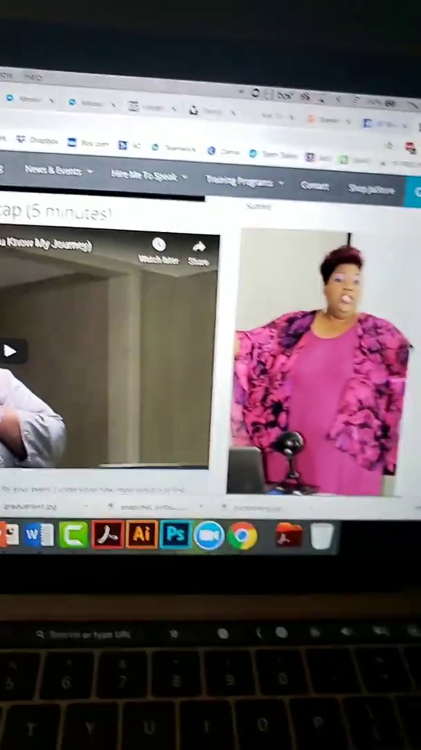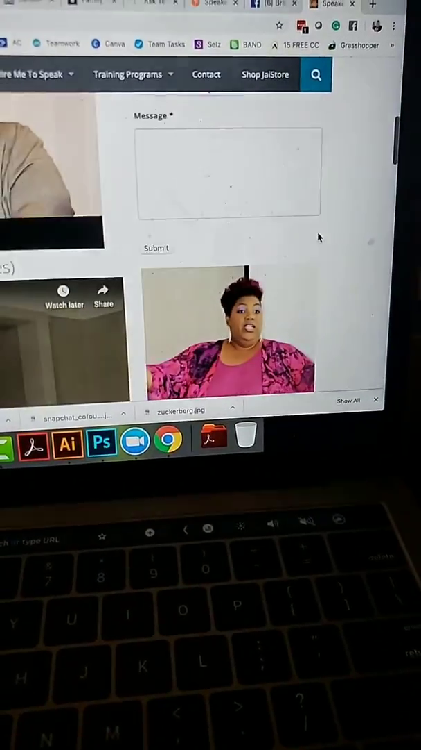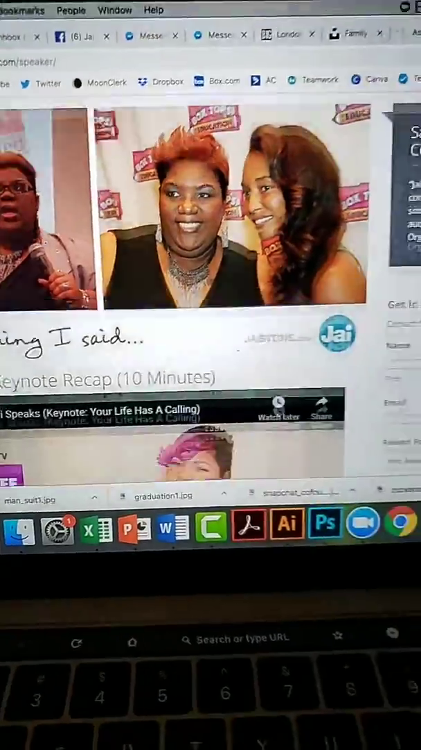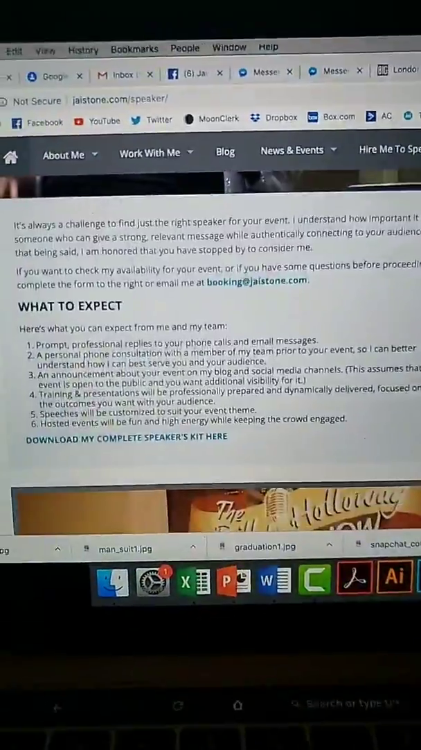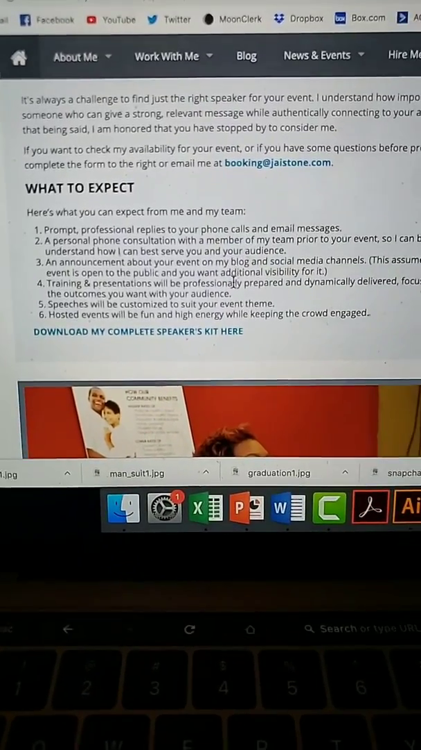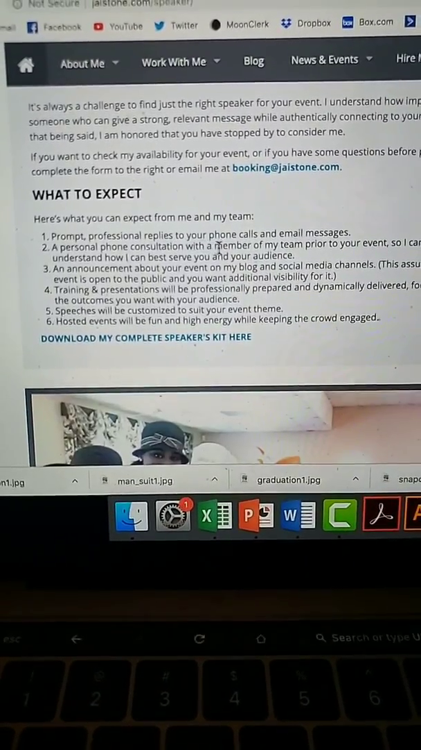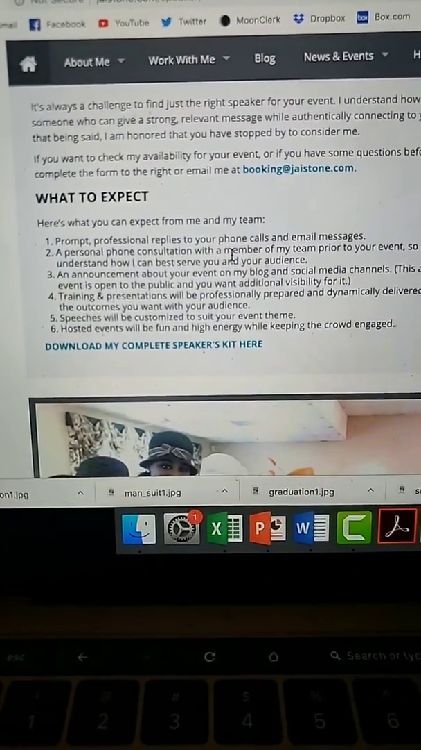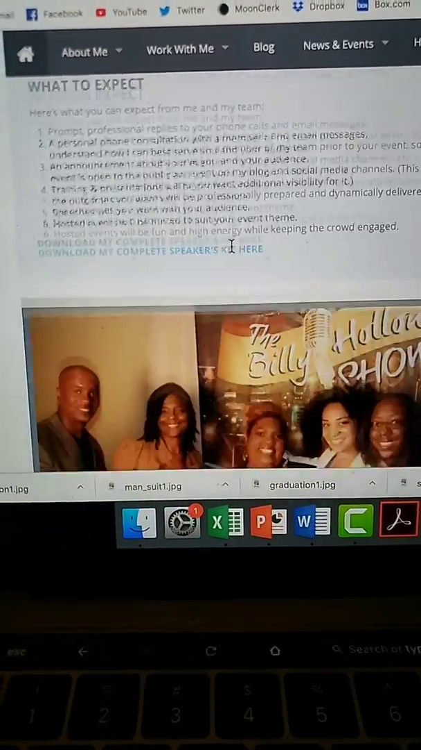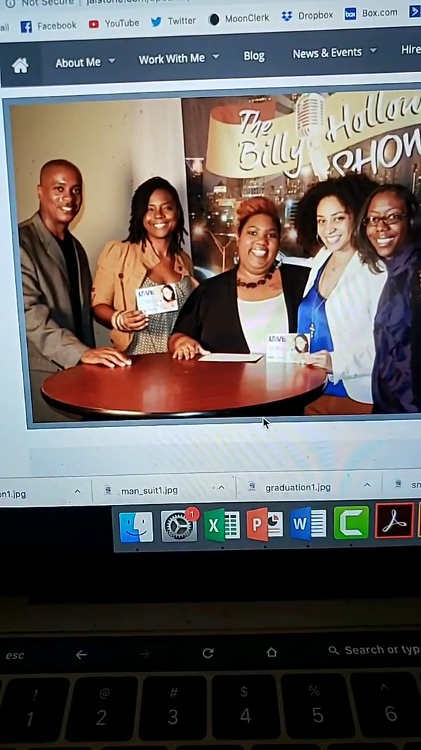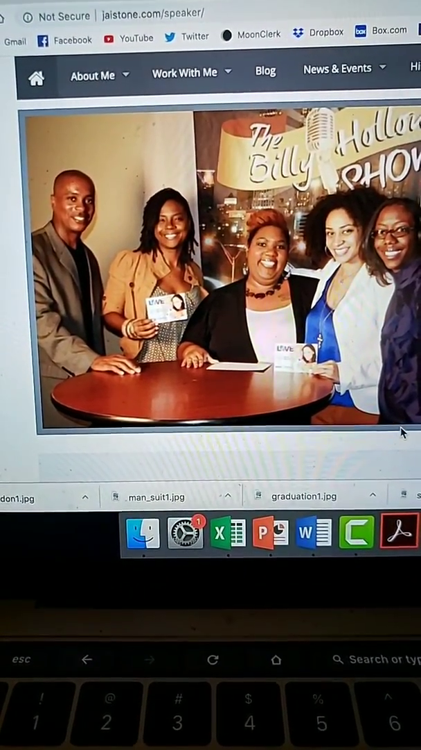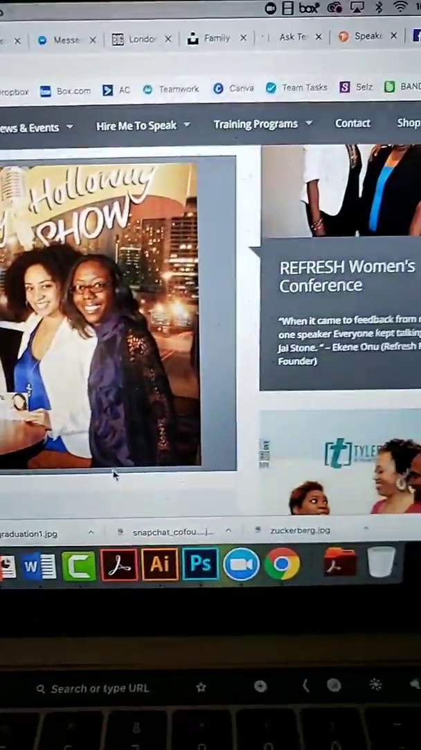I also have some shots of me in action speaking. It's important to actually show yourself speaking on stage. We call these action shots. The next thing I have is a what to expect section. If you hire me, the first thing you're going to get is professional replies, great responses, and professional presentations, those kinds of things. And then I have a little slideshow here of me speaking and being on the media.